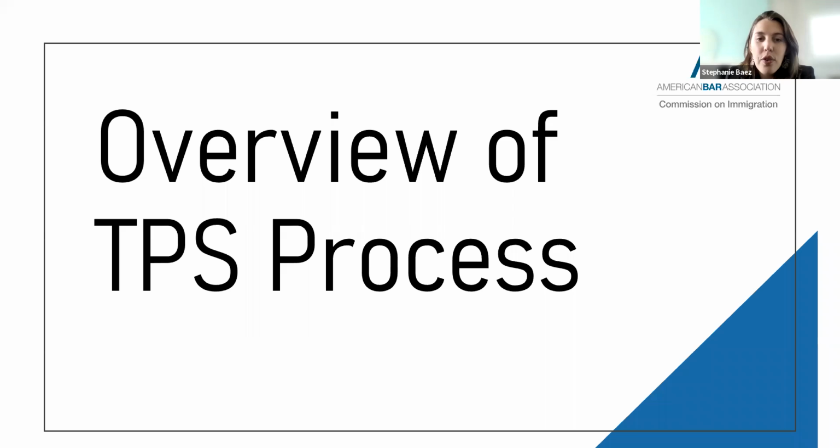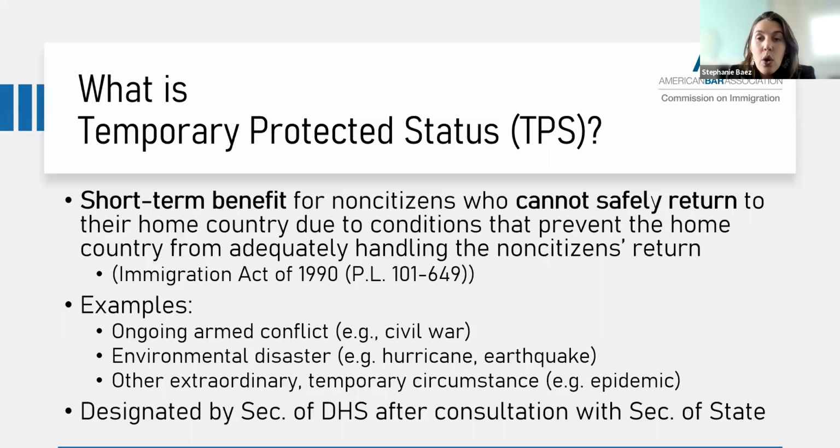But to start, an overview of the TPS process. What is TPS? TPS is a short-term benefit for non-citizens who can't return to their home country safely due to some temporary conditions that are preventing them from returning. Common conditions would include civil war, an environmental disaster like a hurricane or an earthquake, or other temporary extraordinary measures that might prevent them from being able to return.